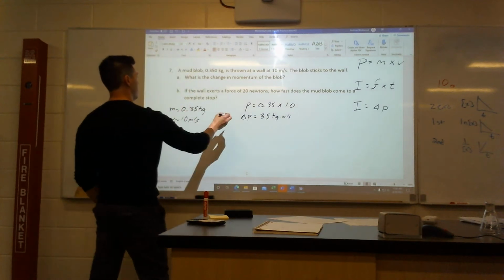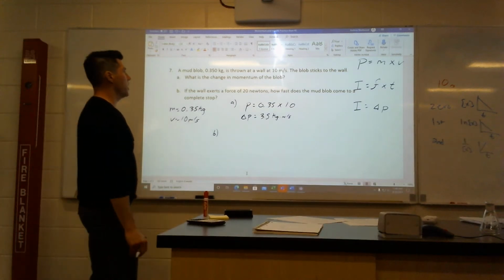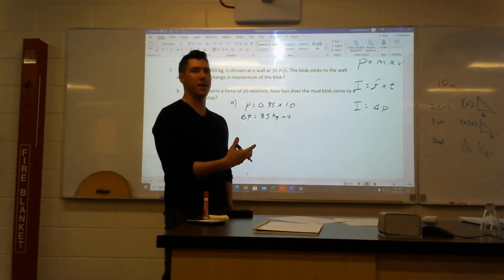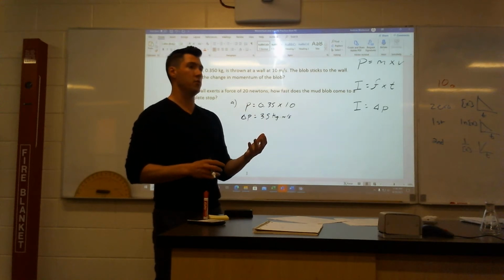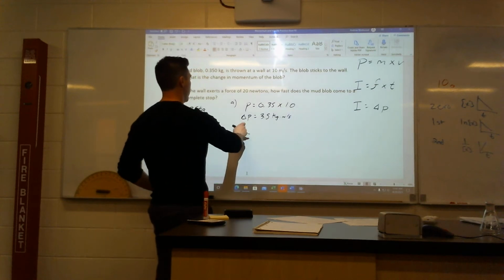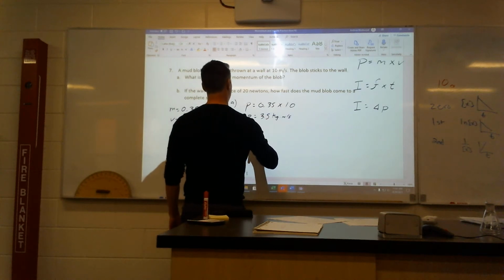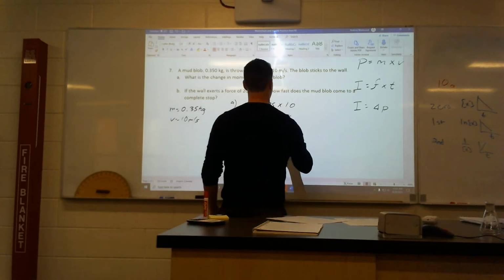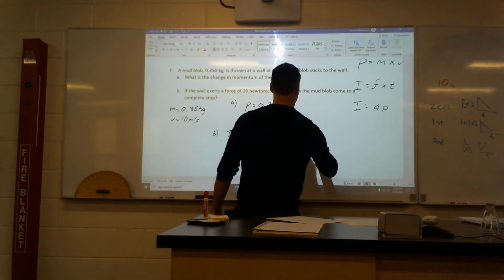Second part, B, so that's 8. If the wall exerts a force of 20 newtons, how fast does the mud blob actually come to a stop? So if when the mud actually hit the wall, it exerted a force of 20 newtons, how fast does this thing totally compress and stop? How much time did that take? Well, that change in momentum is my impulse, so I have 3.5 as an impulse equals 20, that's my force, multiplied by time. So divide by 20, divide by 20, and my time is going to equal 0.17 seconds.